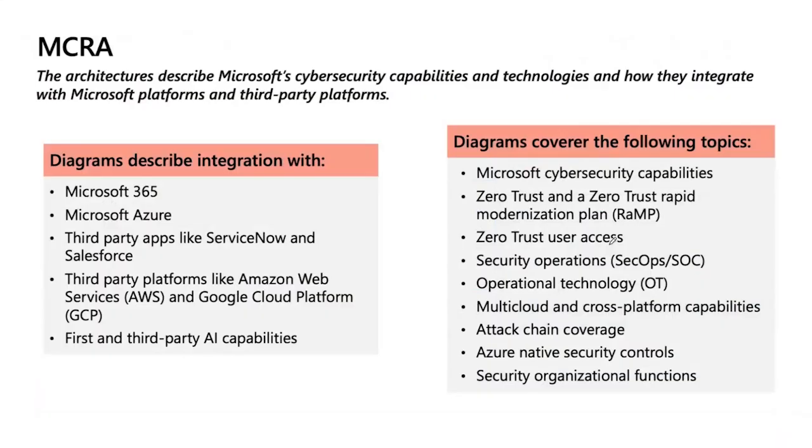So all these things we have in MCRA, different kinds of reference architecture. These present how Microsoft services like Microsoft 365 and Azure, and third-party applications like ServiceNow and Salesforce, are integrated with each other. Also, how we can bring Amazon Web Services, AWS, and GCP into our design considerations. All these things come under this MCRA design.